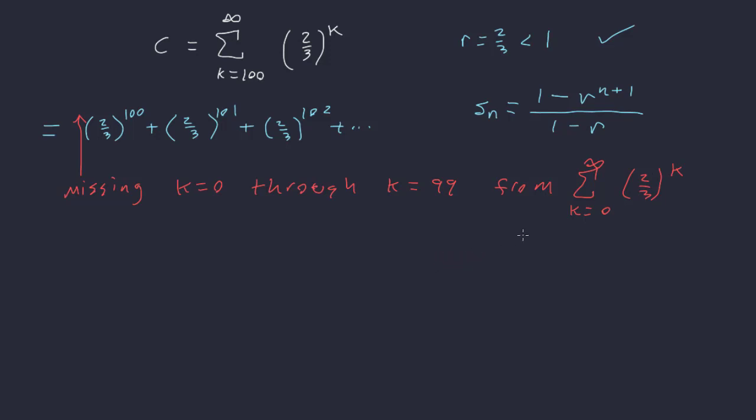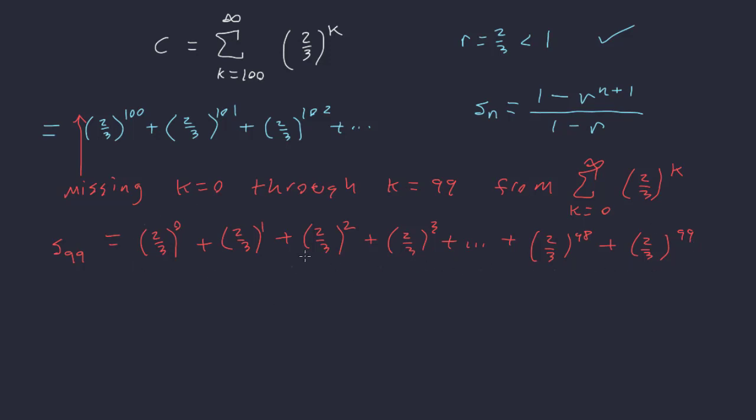All right, so we can actually get that with S99. Because what is S99? S99 is going to be 2/3 to the 0 plus 2/3 to the 1 plus 2/3 to the 2 plus 2/3 to the 3 all the way up to 2/3 to the 98 plus 2/3 to the 99. Well, again, this is what we were hoping not to have to calculate.